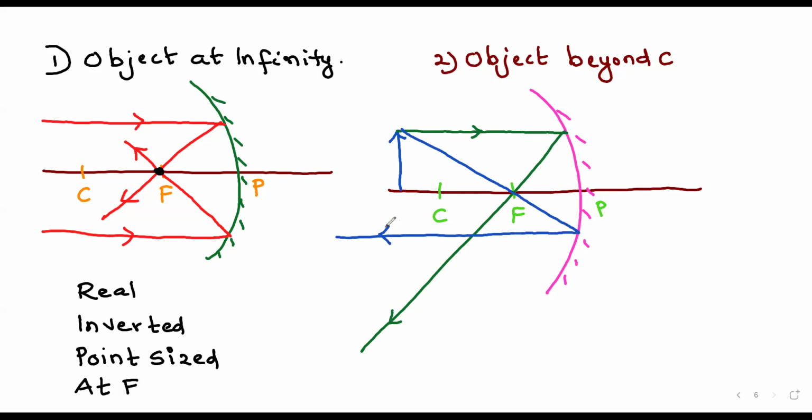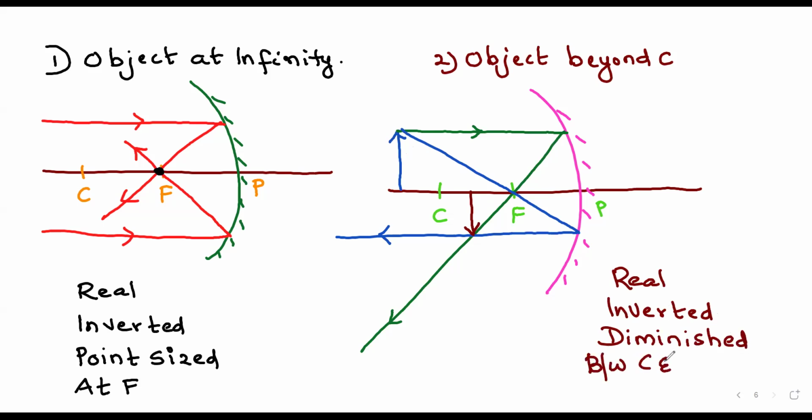Did they meet after reflection, children? Yes, of course. They met after reflection. And you can see that the image is formed between C and F. Since it met after reflection, it's a real image. Real images are all inverted. Now, what about the size? Size is not as big as the object. So we can say that it is a diminished image. And where did we get it, children? Between C and F. Okay. So these are the first two image formations. Both of them, you got as real inverted images.